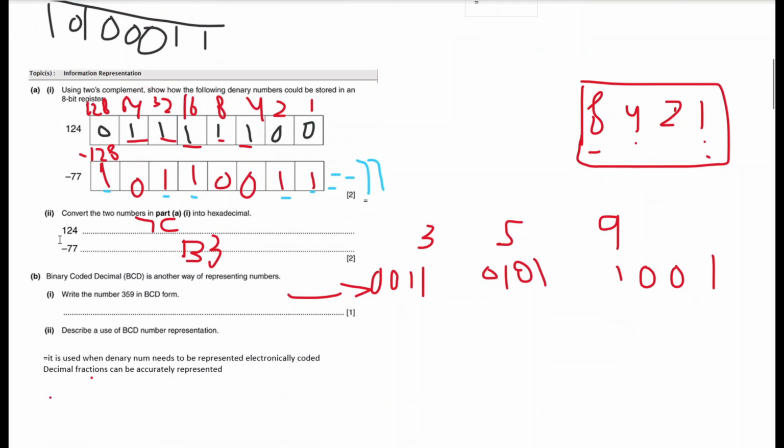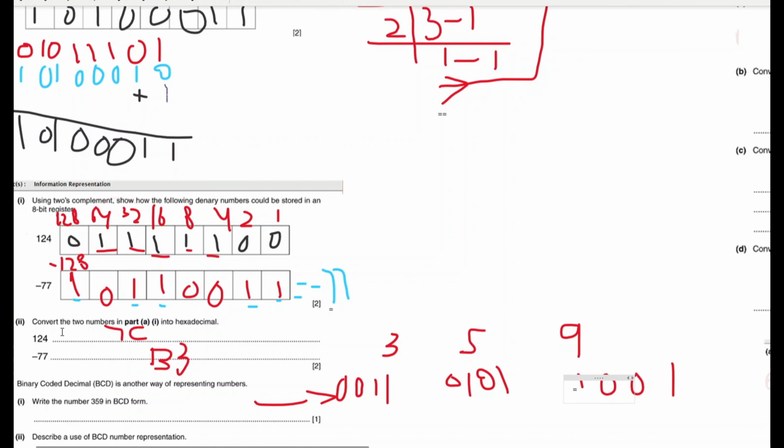For the next question, what you have to do is convert the two numbers in part A into hexadecimal. So I have this 124 and minus 77. My 124 is a positive number. So how can you convert it into hexadecimal?